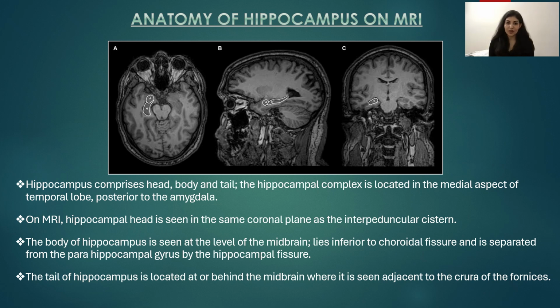Coming to the anatomy of the hippocampus on MRI, hippocampus comprises of head, body, and tail. The hippocampus complex is located in the medial aspect of the temporal lobe, posterior to the amygdala. On MRI, hippocampal head is seen in the same coronal plane as the interpeduncular cistern. The body of the hippocampus is seen at the level of the midbrain, lies inferior to the choroid fissure, and is separated from the parahippocampal gyrus by the hippocampal fissure. The tail of the hippocampus is located at or behind the midbrain, where it is seen adjacent to the crura of the fornix.